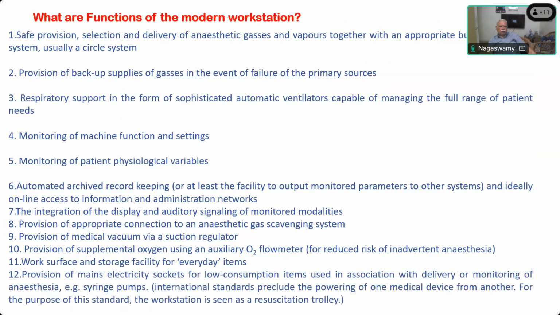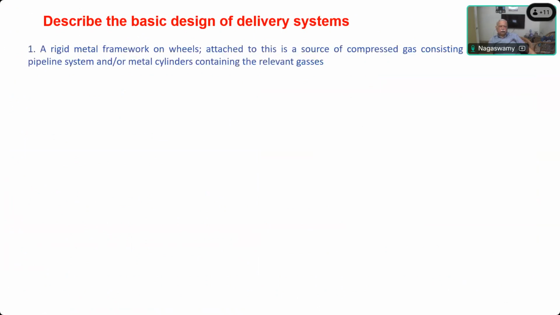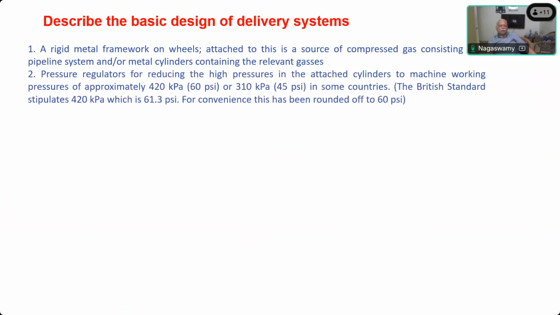So these are all the things which you have to mention if you are asked about functions of a modern workstation. And what is the basic design of a delivery system, that is, the oxygen delivery system or the anesthetic gas delivery system in an anesthesia machine? You will have a rigid metal frame on wheels which can be moved in all directions. What are those wheels called? Specific name for that, which can rotate on all 360 degrees? Right, find out and tell me.